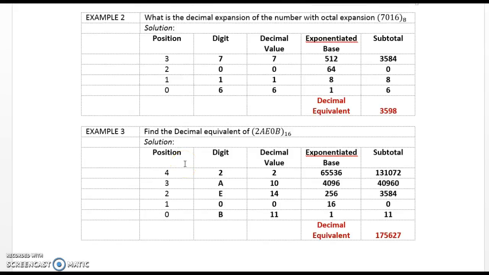Example 2, what is the decimal expansion of a number with octal expansion 7016? Using the same kind of table as before, I come up with 3598. Example 3, what is the decimal equivalent of 2AE0B base 16? Using the same kind of technique as before, I come out with 175,627.